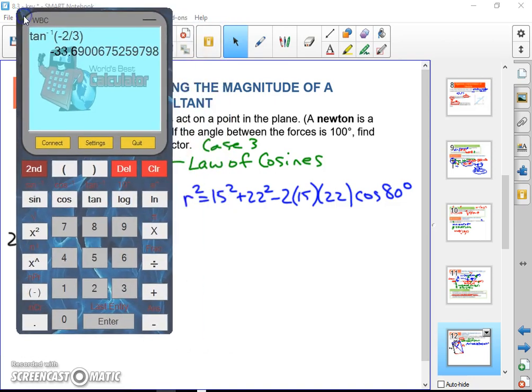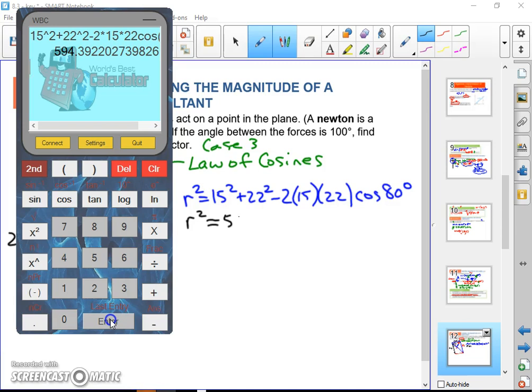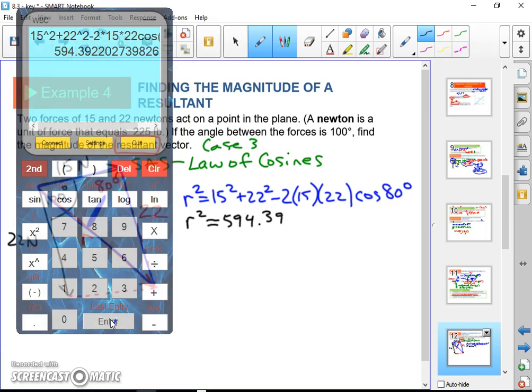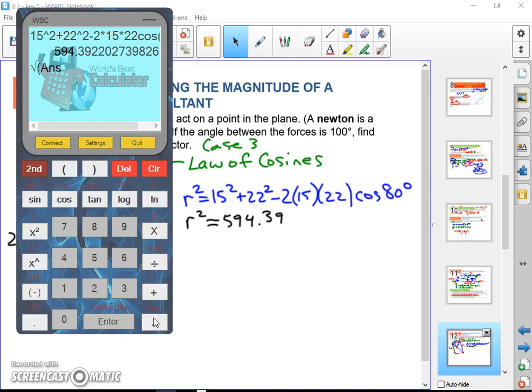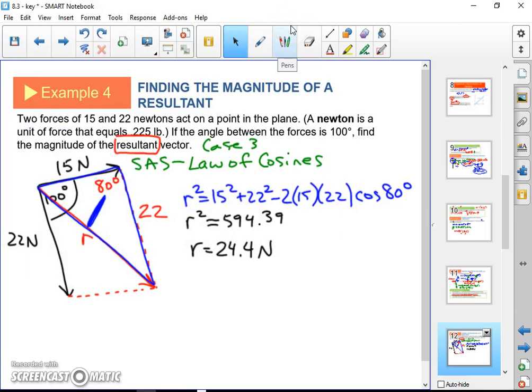So good news is we're just going to plug that into a calculator. Let's see what happens. 15 squared... We're getting R squared is about 594.39, I guess. I'm not going to write down the whole thing because I'm not finished with R. To find R, I take the square root, and I get about 24.4. 24.4 newtons. Now, before I circle it, I might just look and see if that makes sense. Yeah, I'd say that makes sense. That's the resultant force of 22 newtons and 15 newtons. Answer is 24.4 newtons.